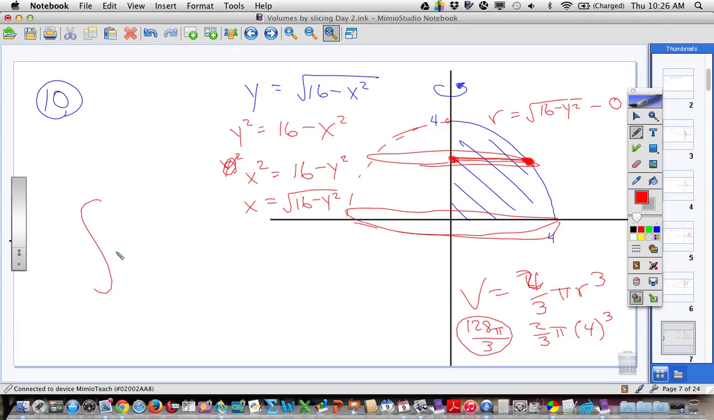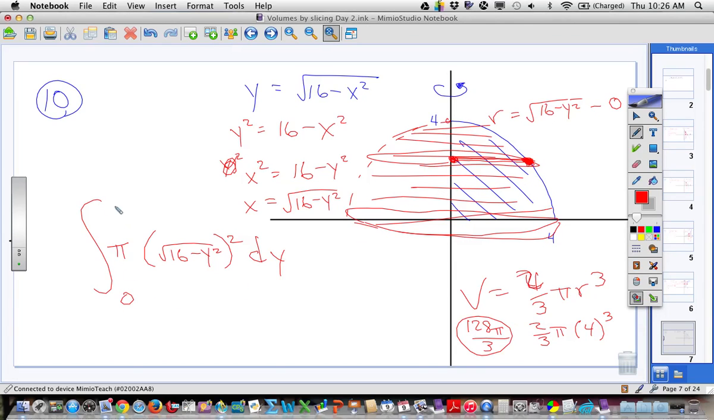So the integral is pi times the radius squared dy, and the strips fill the space from 0 all the way up to 4. Okay? Like so. And type that in your calculator, you better get 128 pi over 3.